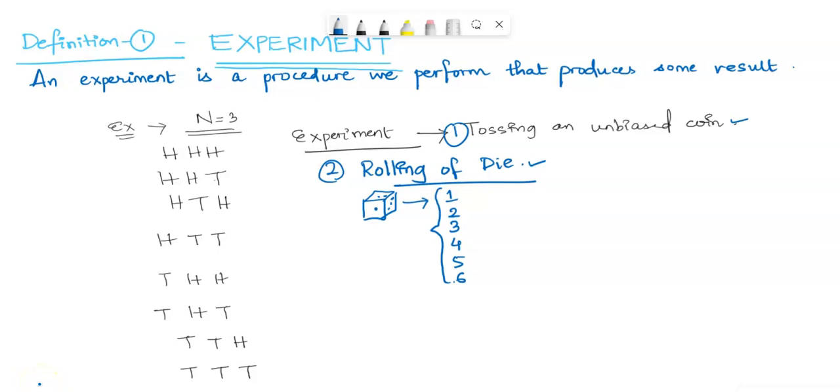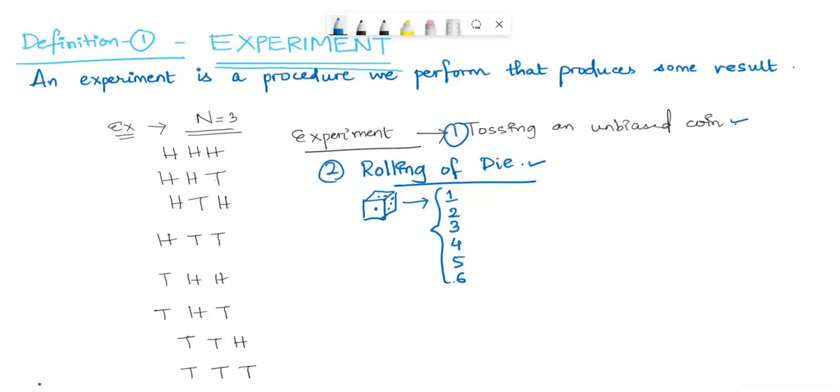In this lecture, we will talk about what is an experiment, outcome, event, and sample space. So, coming to the first definition on experiment, an experiment is a procedure we perform that produces some result.